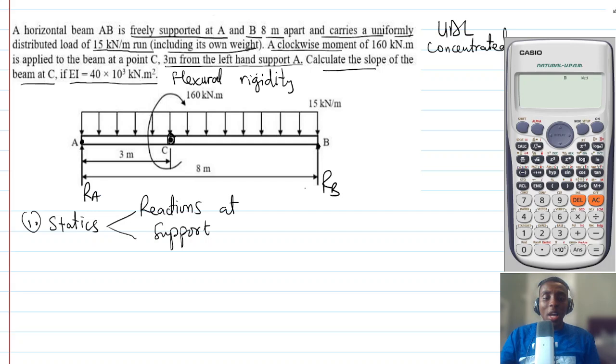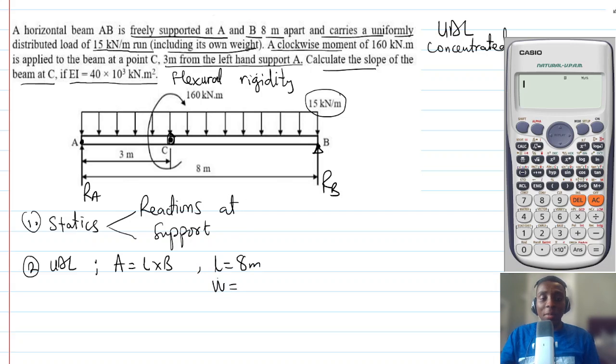But how will I be able to get the reactions? The next thing you have to look at is that a UDL behaves like a rectangle. The area of a rectangle is given by the length times the breadth. In this case, the length is the span, which is 8 meters, and the breadth is the intensity, or the distribution, which is 15 kilonewton per meter.